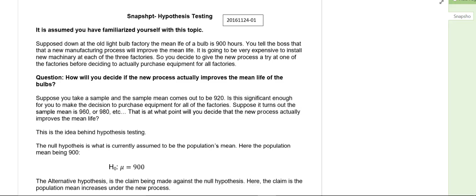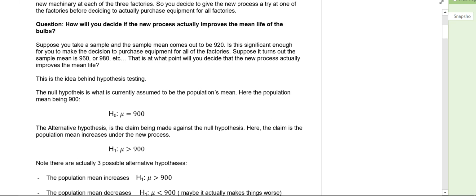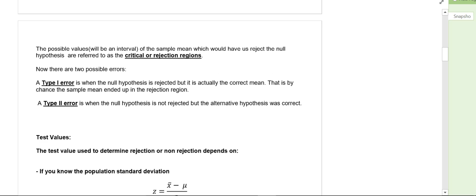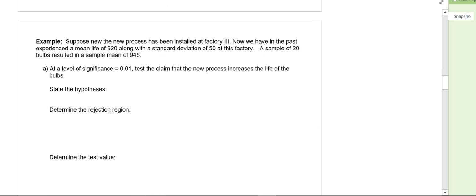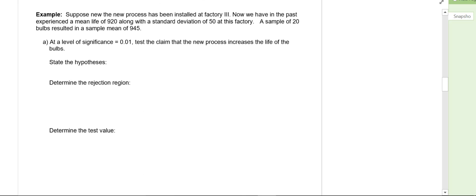So, once again, read this over and get yourself familiar with it. I'm going to get right to the problems here. You should always work the problems and then watch the video to compare your results to mine. All right, so anyway, let me get my pen working here.